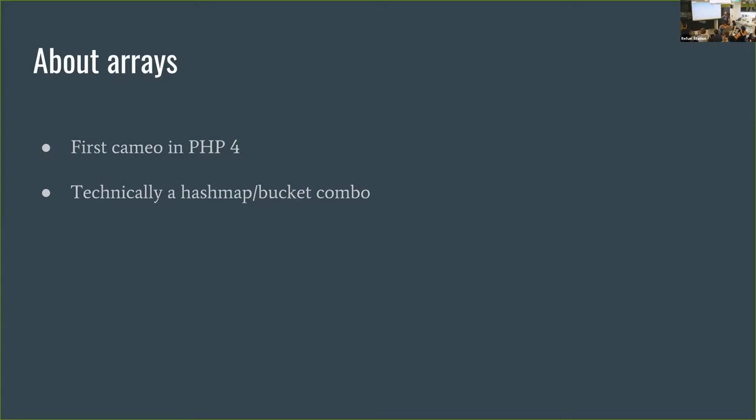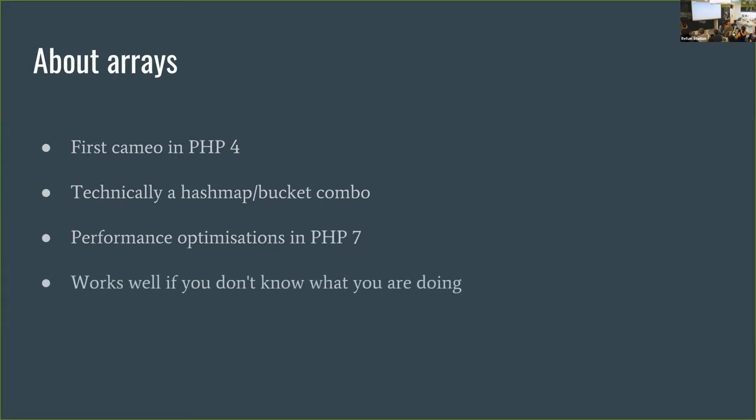Technically, it's not an array, believe it or not. It's literally a hash map / bucket combo, and we will talk about that later, but it's definitely not an array. It has undergone a serious amount of optimizations in PHP 7, and its performance has increased significantly, but unfortunately, it's not good enough yet. And it works really well if you don't know what you are doing or what you want to use it for. If you are just prototyping, just go for an array. As soon as you figure out what you are doing with that data, just leave the array behind, because it's just not going to fly.